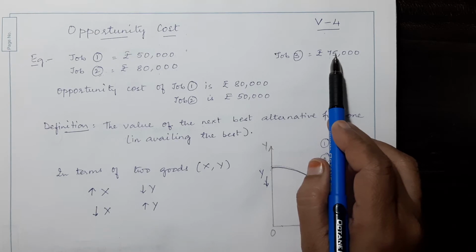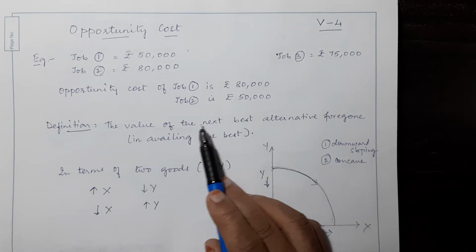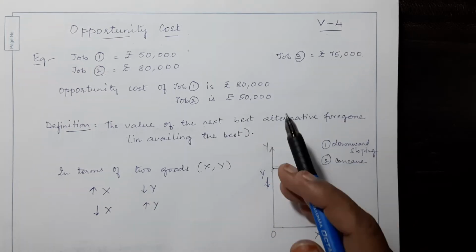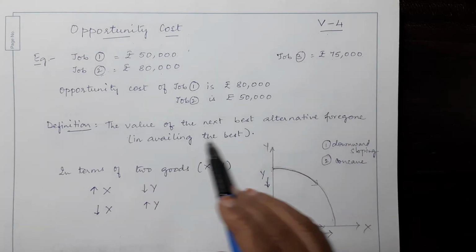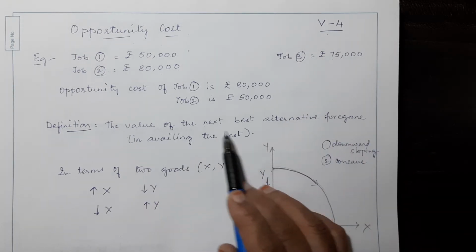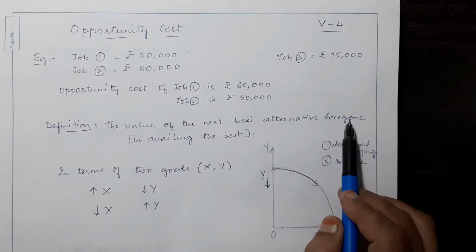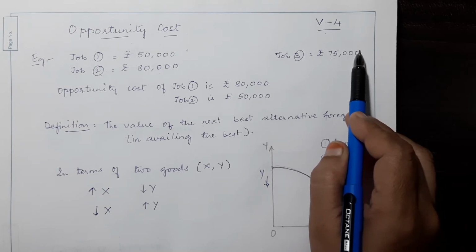Alright. So by definition, the opportunity cost is the value of the next best alternative foregone. That means what we are ready to leave, to forego in availing the best. So we are availing the best, which is 80,000 rupees, and we are foregoing the next best alternative, which is 75,000 rupees in this case. Alright.